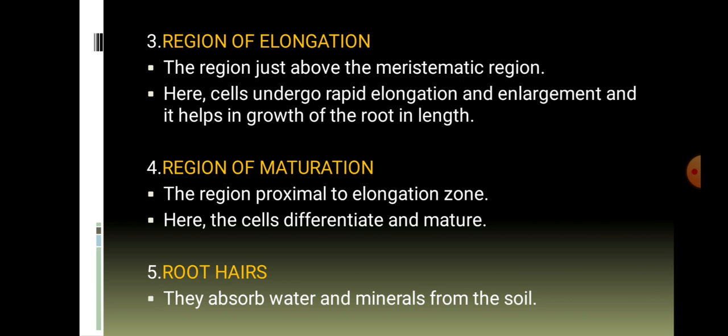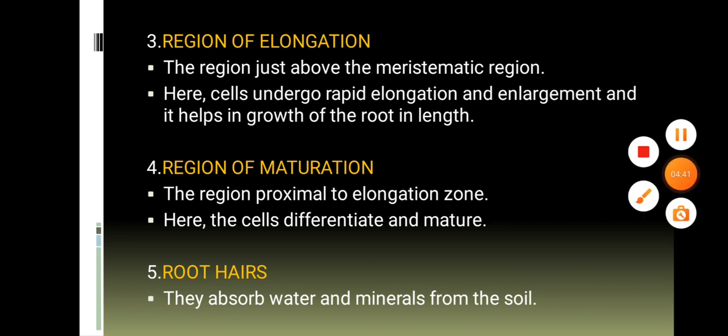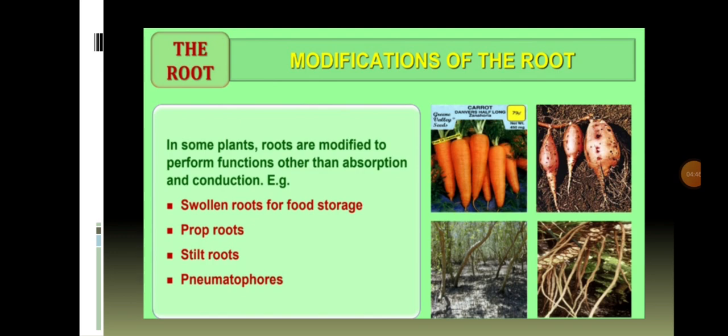Now our fifth region of root is root hairs. They absorb water and minerals from the soil. Now we move on towards the modification of the root. In some plants, roots are modified to perform functions other than absorption and conduction. For example, swollen roots for food storage, taproot and adventitious root.